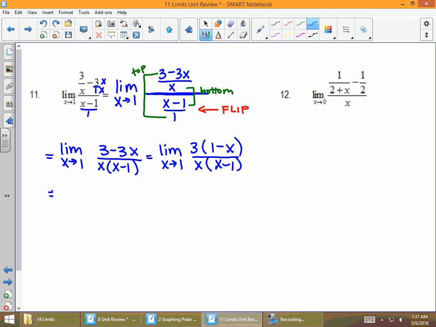To create that, what we can do is factor out a negative, either on top or bottom. I'm going to do it in the numerator. The reason I'm going to do that is because my 1 minus x and x minus 1 differ by just a negative. So if I take out a negative here with this 3, I need to switch the signs in the parentheses. And what that does is in my parentheses now I have negative 1 plus x, which is the same as x minus 1. So now those terms are definitely cancelable.